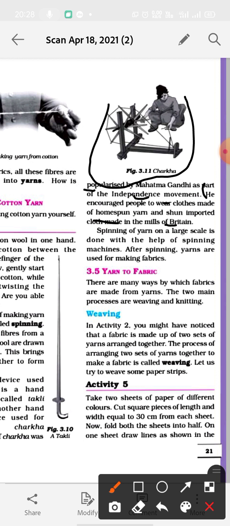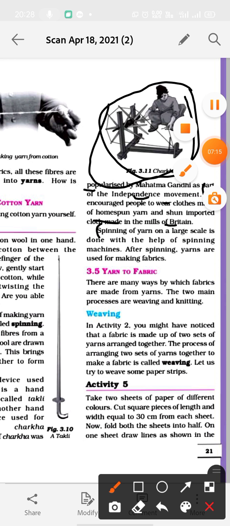In the mills of Britain. So you can see charkha. This is the process through which we take out yarns from fibers. See. Okay. So now spinning of yarn on a large scale is done with the help of spinning machine.